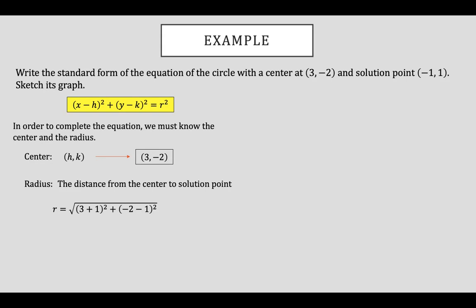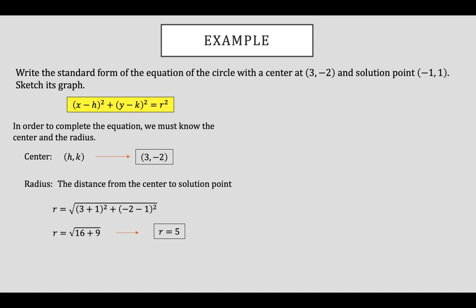3 plus 1 gives us 4 squared is 16. Negative 2 minus 1 gives us a negative 3 squared is 9. We have the square root of 16 plus 9, which leaves us with the square root of 25, telling us that our radius is equal to 5.